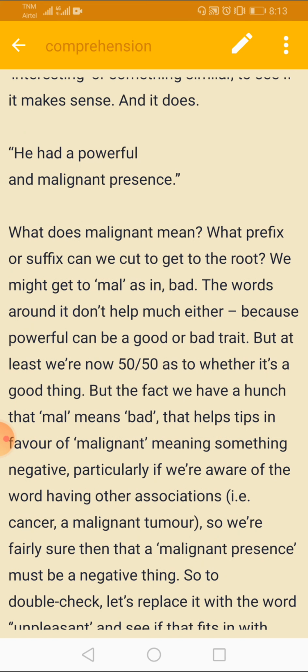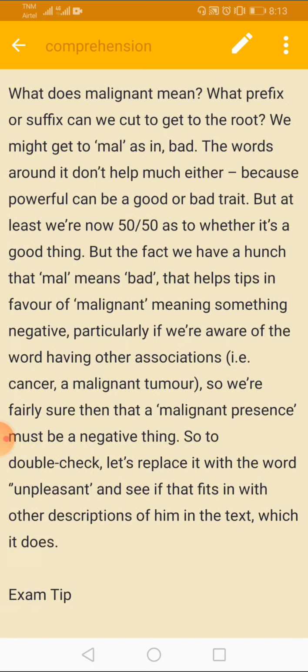So malignant, if you know mal, it's also what? Bad. It means bad, if you know that word. Malicious, malignant. So I can actually infer that it means something bad. At least that's an important first step to begin with.